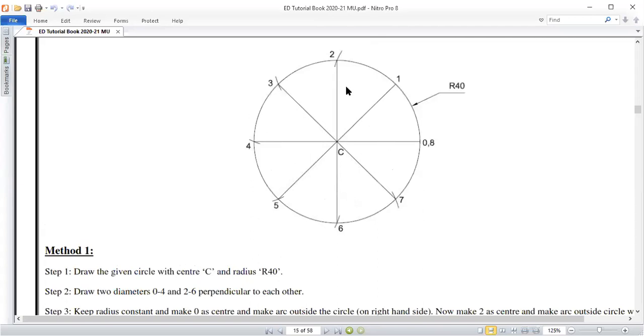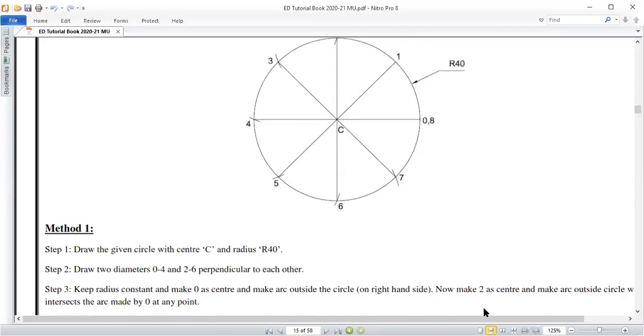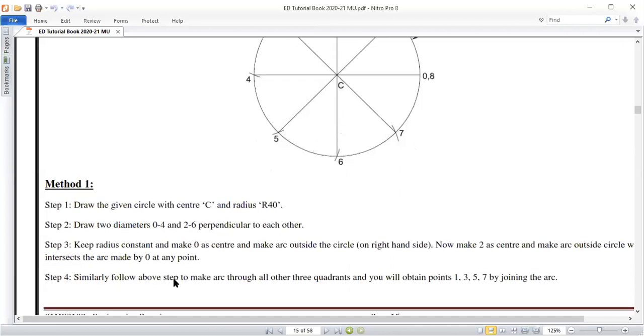Now make 2 as a center and mark one arc outside of the circle, which intersects the arc made by 0 at any point. Now similarly follow the above steps to make arcs through all 3 quadrants, and you will obtain 0, 1, 3, 5, 7 by joining those particular arcs. So this, you can consider as the bisection of an angle. The same thing we can do with the bisection of an angle.